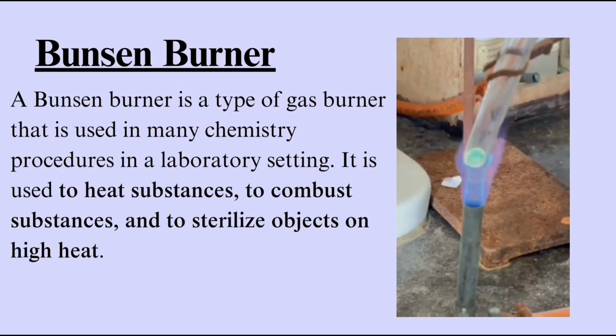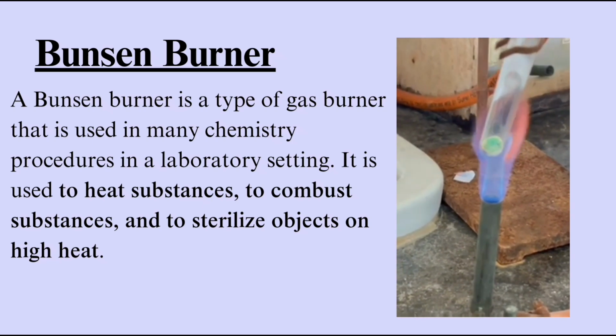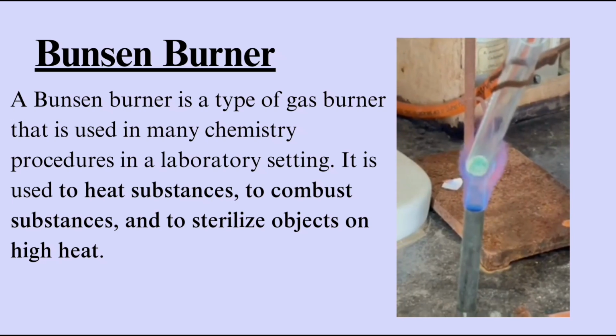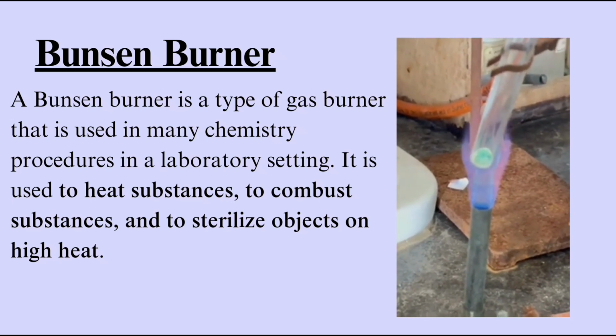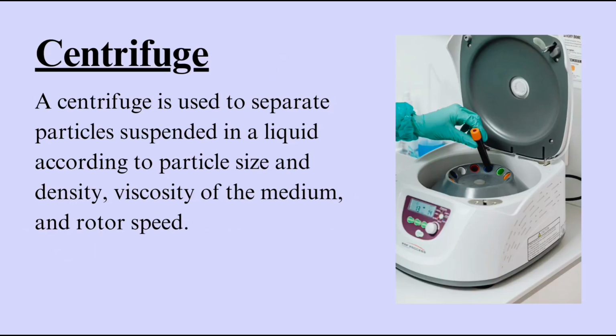Bunsen burner. A Bunsen burner is a type of gas burner that is used in many chemistry procedures in a laboratory setting. It is used to heat substances, to combust substances, and to sterilize objects on high heat. Centrifuge. A centrifuge is used to separate particles suspended in a liquid according to particle size and density, viscosity of the medium, and rotor speed.